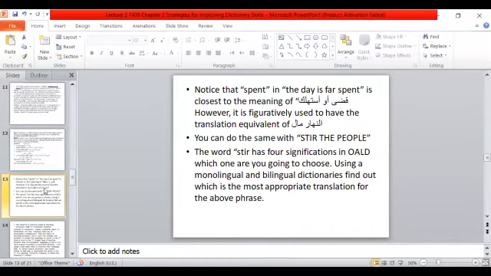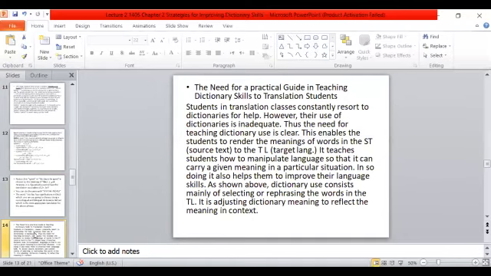You can do the same with stir the people. The word stir has 4 significations or meanings in Oxford Advanced Learners Dictionary. Which one are you going to choose? Using monolingual and bilingual dictionaries, find out which is the most appropriate translation for the above phrase.